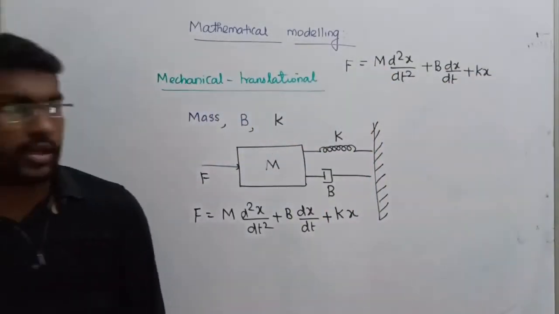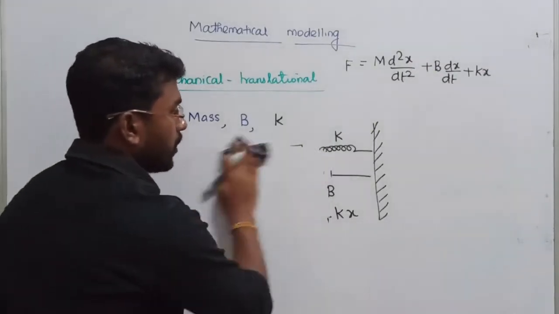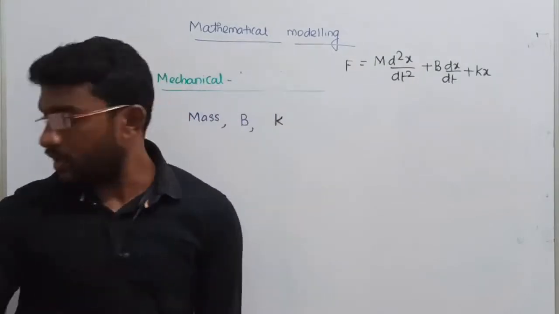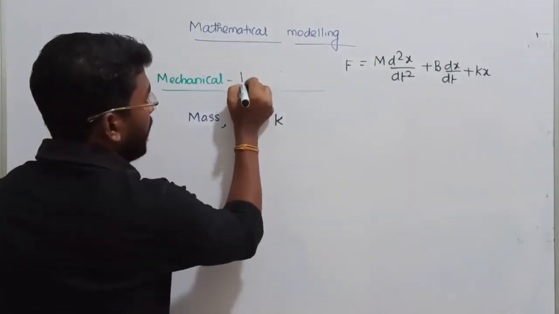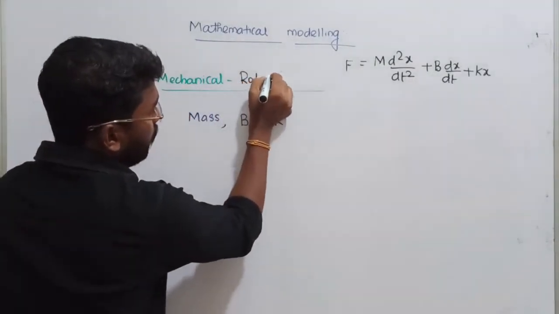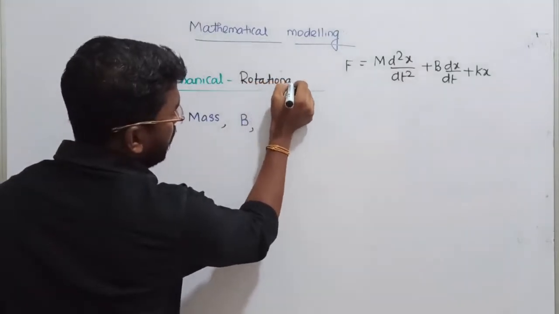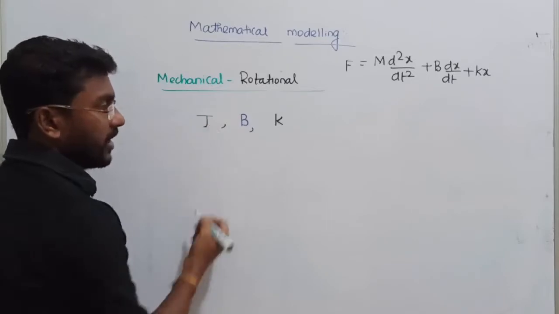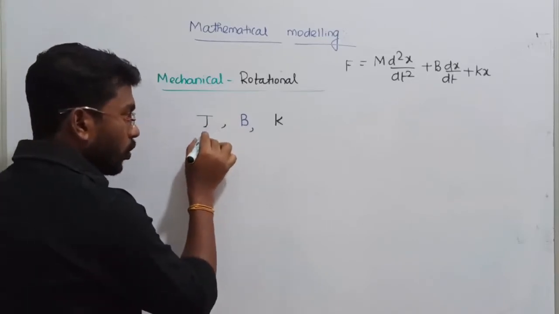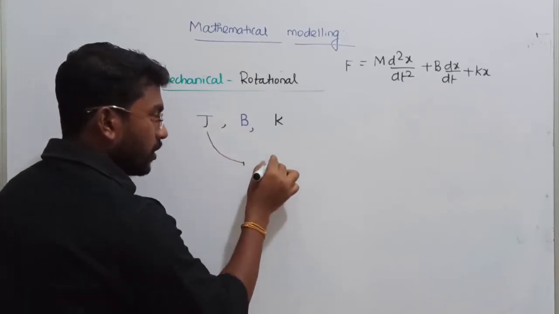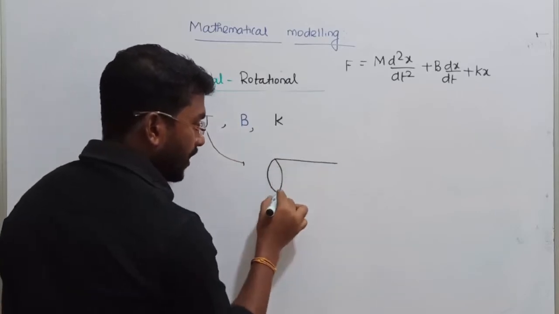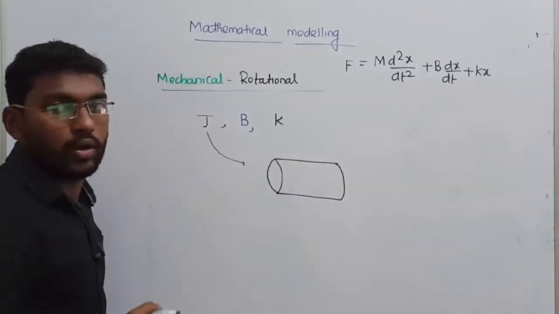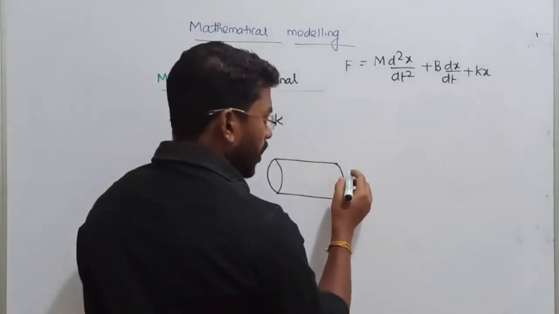Let us do the same thing for a rotational system. In a rotational system also we are going to observe three things. So let me write it here. In case of a rotational system, let me replace mass by moment of inertia J. Why? Now we are going to rotate the object. We are going to observe a cylindrical rotor, and that object is going to be rotated.